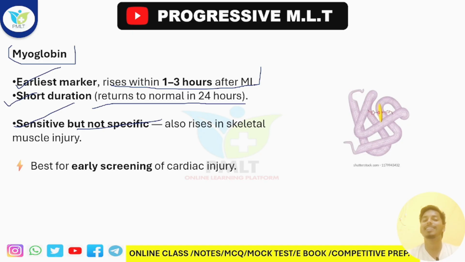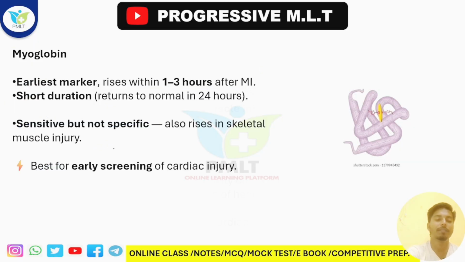You might say that myocardial infarction is happening, but you cannot say specifically that myocardial infarction is happening. After that, they also rise in skeletal muscle injury as well. Early screening for cardiac injury: whenever cardiac injury is happening, the early marker is myoglobin. It's one type of protein.